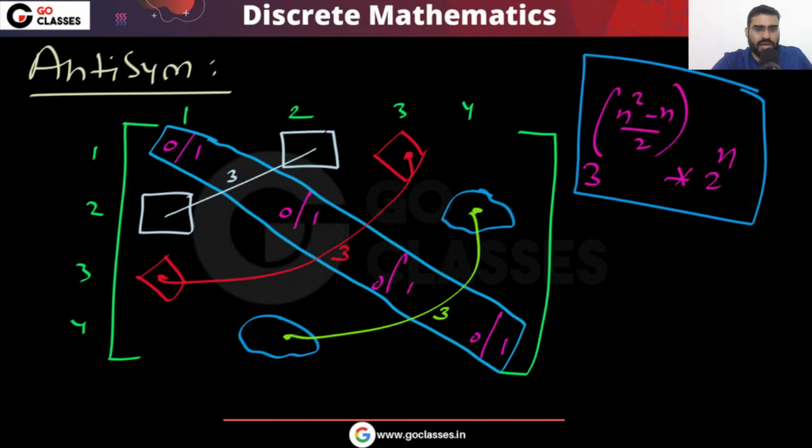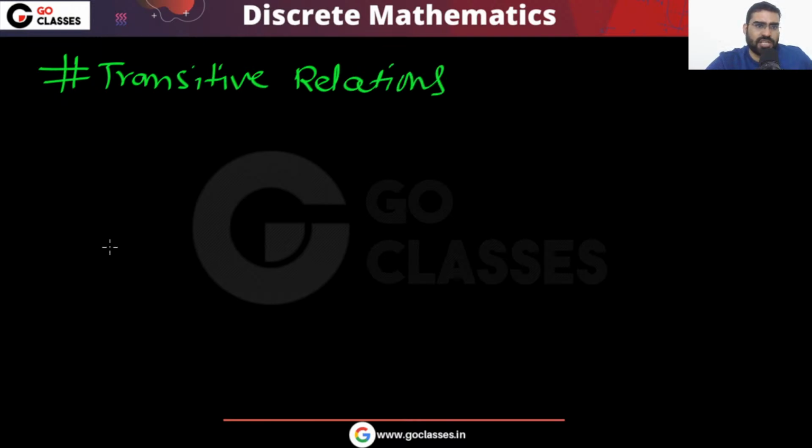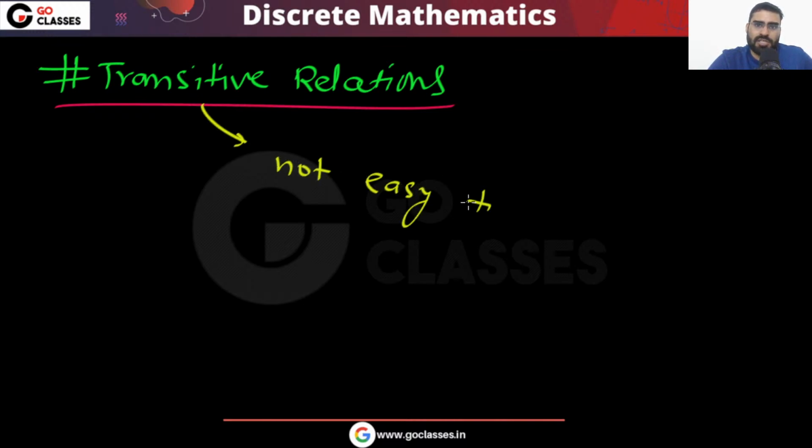So we have counted the number of all the possible relations. Let me tell you that the number of transitive relations is not easy to calculate. In the GATE exam, they will ask you a very easy question on this, but I will cover it. You can watch lectures like transitive closure on the goclass YouTube channel, then you can easily understand this. But anyway, this is not easy to calculate.